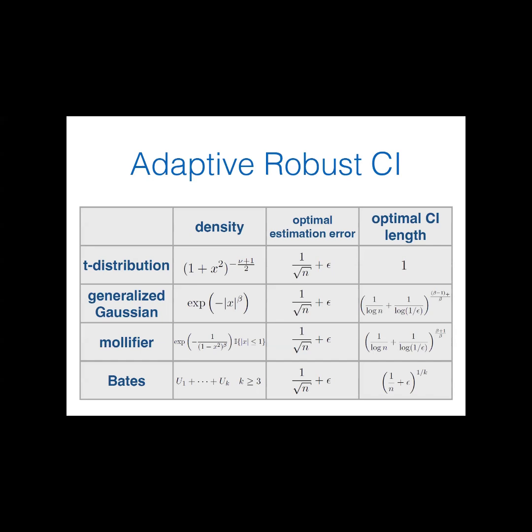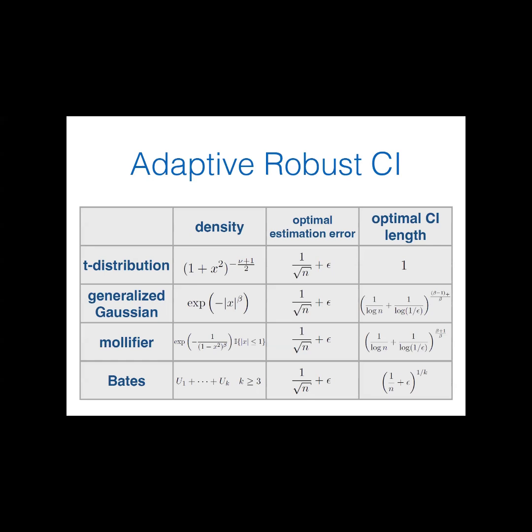For the t distribution, its tail is even heavier than Gaussian. The rate is constant, so it's very much like the Laplace. For generalized Gaussian and modified, you get a logarithmic rate. And for the Bayes distribution, you can even get a polynomial rate because there is lots of information at the boundary.